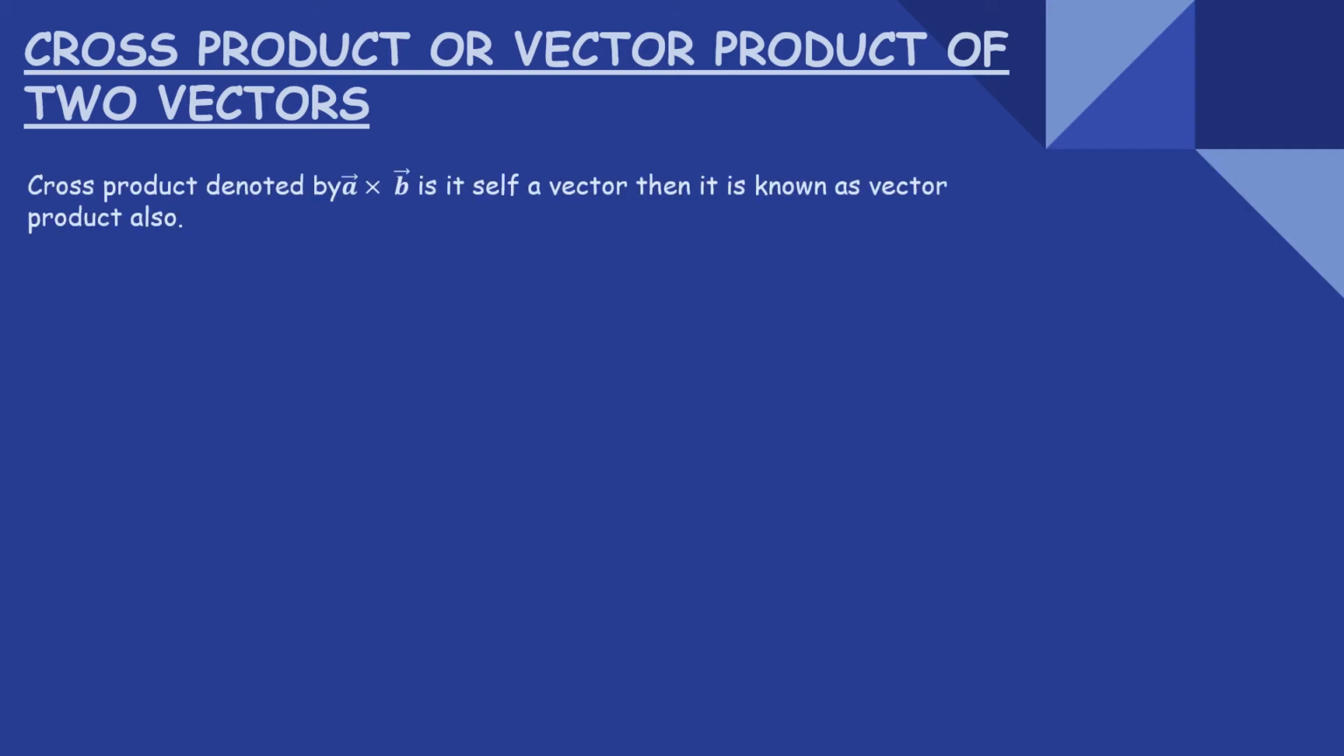Cross product or vector product of two vectors. Now, cross product is denoted by vector A cross vector B. So here, dot product is denoted by a dot between vectors and cross product is denoted by a cross between two vectors. And the important thing is that it is itself a vector, so it is also known as vector product. And we know that this is a vector, so every vector has its own magnitude. Magnitude is denoted by mod A cross B is equal to AB sin theta. So as we know, dot product contains cos theta and cross product contains sin theta.